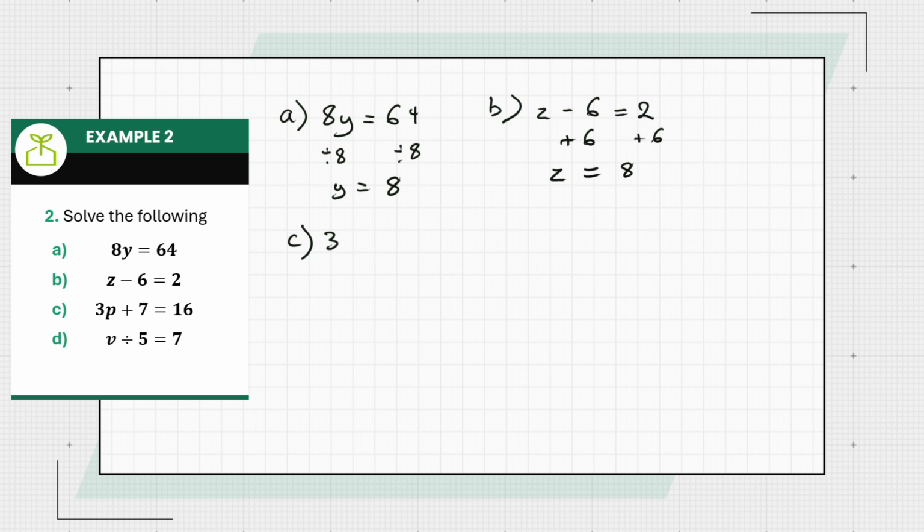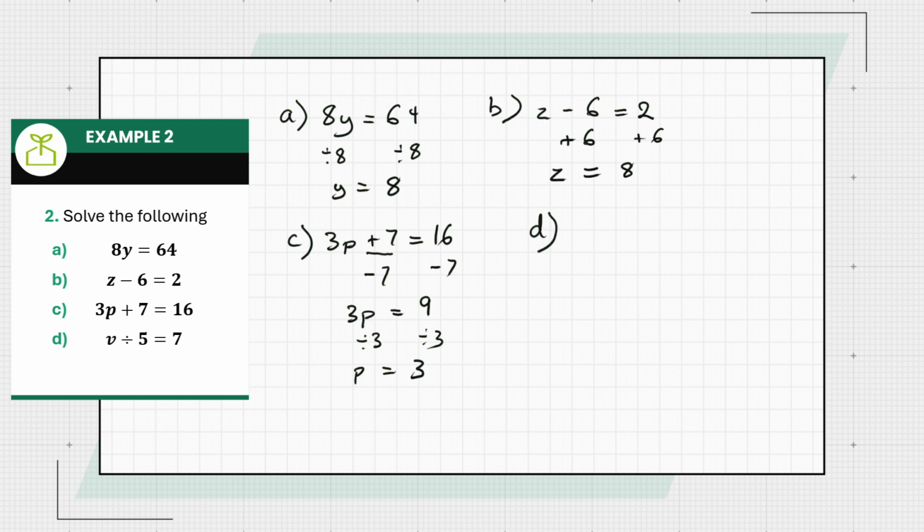For C, we have 3p plus 7 is equal to 16. So this one's a multi-step equation. So what we need to do is we need to first get rid of this term, and then we can divide by 3 afterwards. So let's get rid of 7 from both sides. And we're left with 3p is equal to 9. Now, in order to get rid of this 3 multiplied by p, we have to do the opposite and divide both sides by 3. And we're left with p is equal to 9 divided by 3, which is just 3.